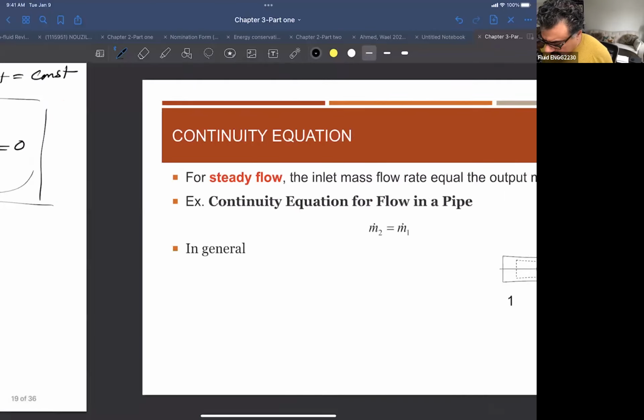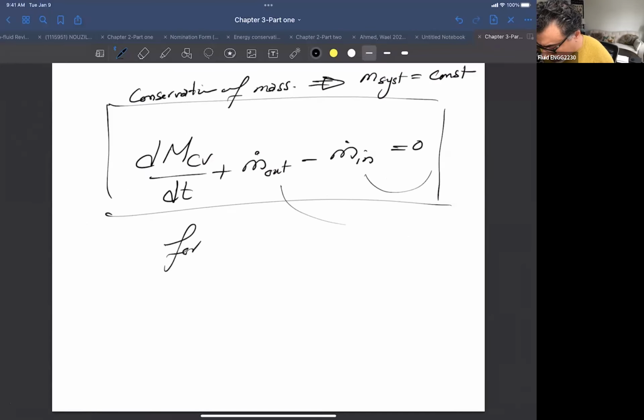How about for a steady flow? What does steady mean? What does steady mean?